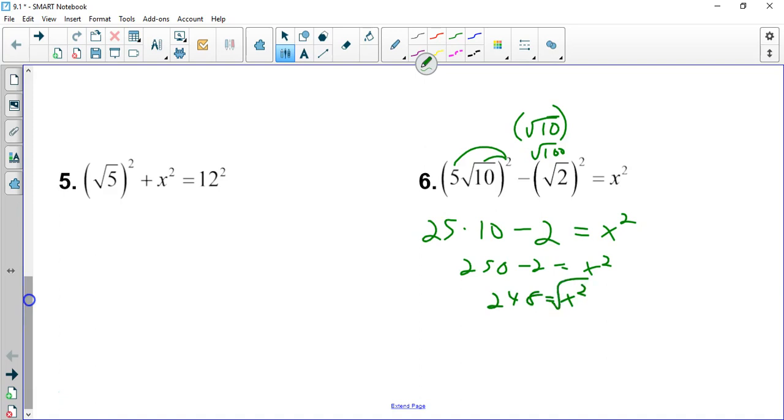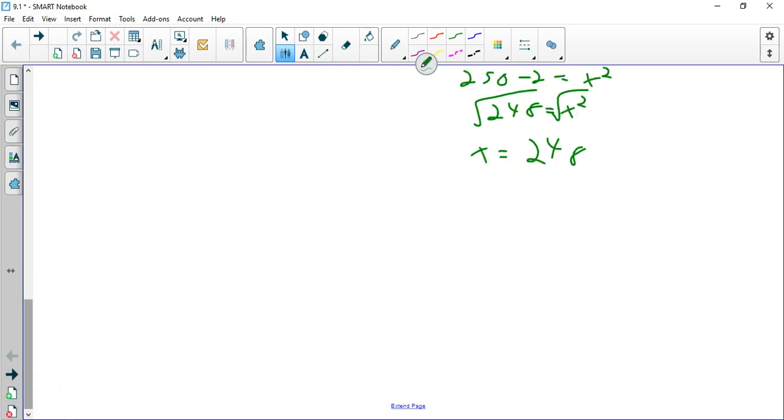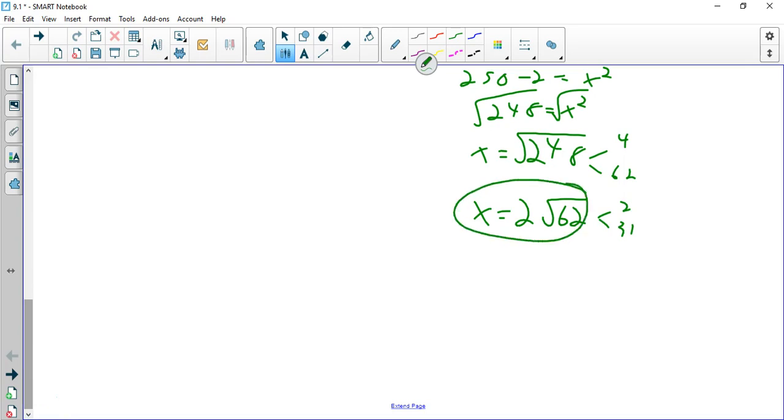Now, we want to square root both sides. That's going to be x equals the square root of 248. And now we're going to see if any perfect squares go into 248. It does break down to 4 and 62. Square root of 4 is 2. So that's going to be x equals 2 radical 62. And we can test this one, but 62 breaks down to 2 and 31, both prime numbers. So that means we can't go any further, and we're done.